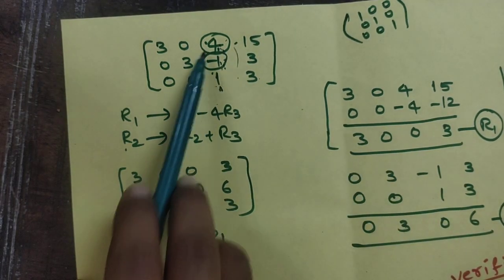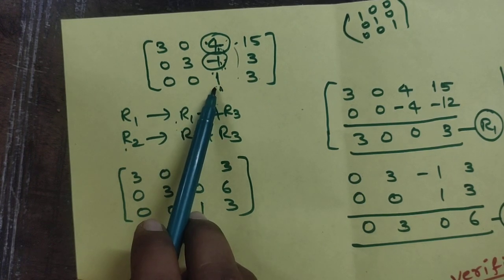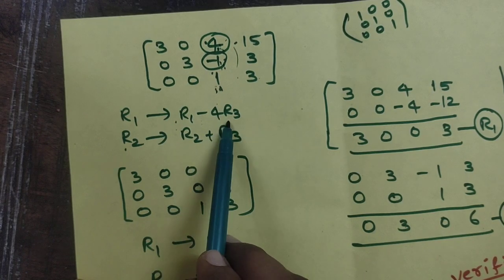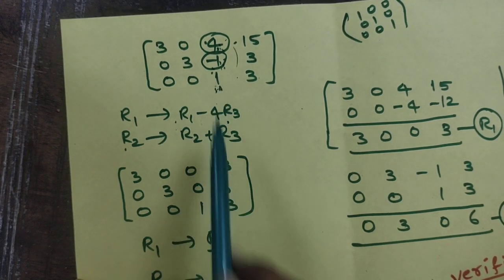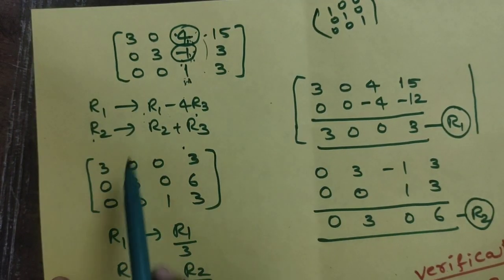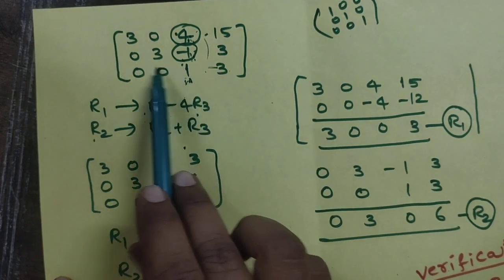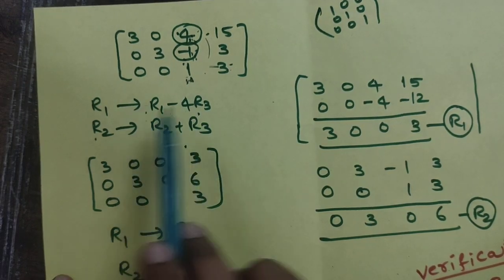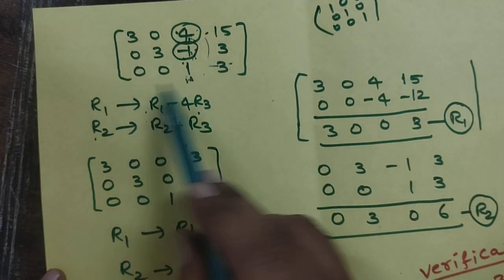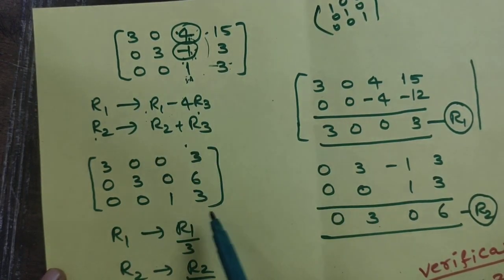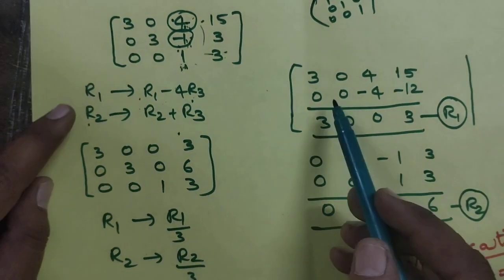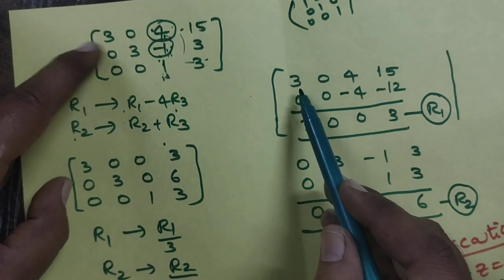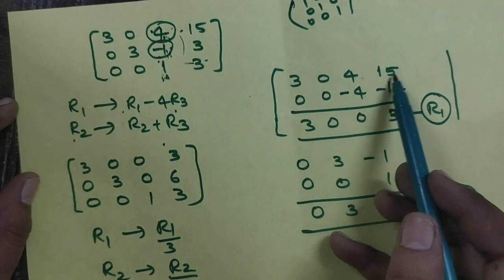So R1 place we have 4. To get in this place 4, it should be multiplied with minus. So R1 minus 4 into R3 and R2 plus R3. So then you will get, which row we are not changing? R2, right? Which row we are not changing? R3, right? R3 as it is 0, 0, 1 and 3. So R1 is nothing but R1 is 3, 0, 4, 15, writing here.